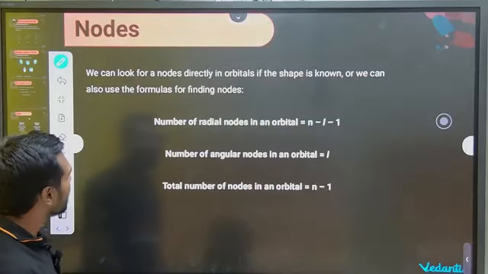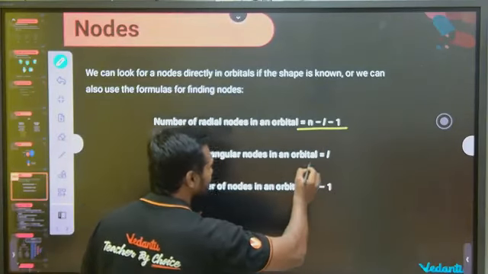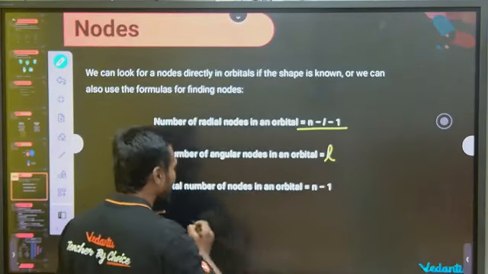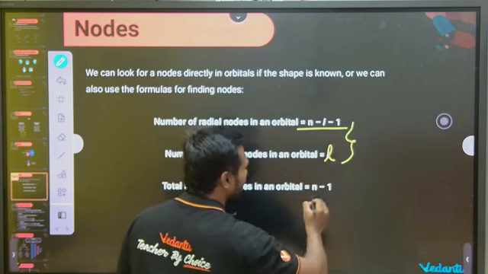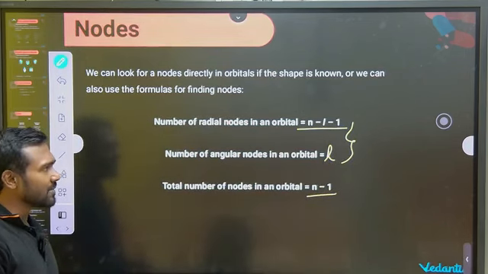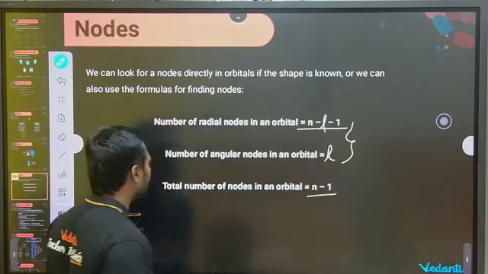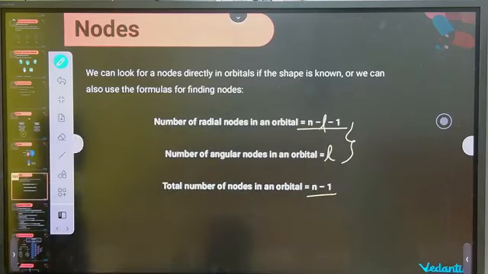Formulas you can remember. Number of radial nodes is equal to n minus L minus 1, and number of angular nodes is equal to L value. And total number of nodes together is n minus 1. Radial nodes n minus L minus 1, angular nodes L, and total number of nodes is n minus 1.